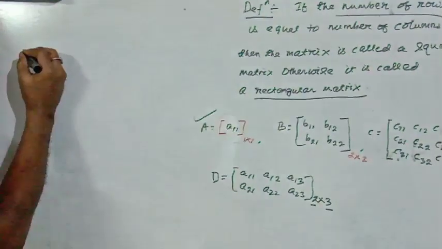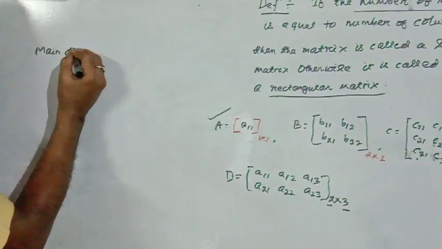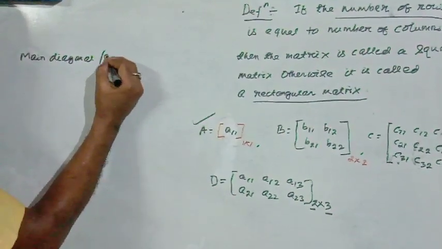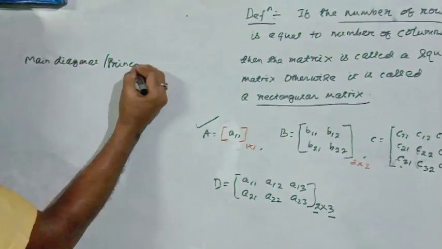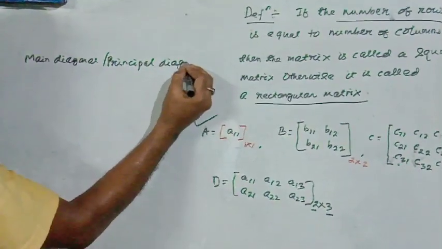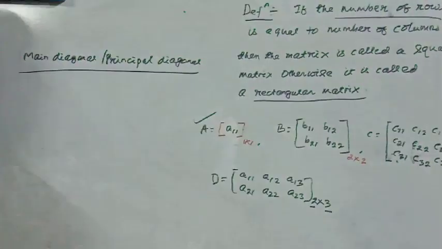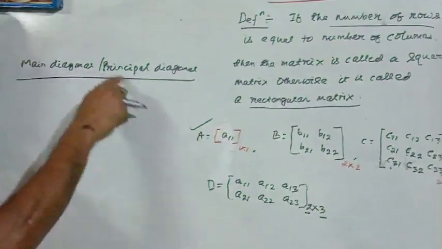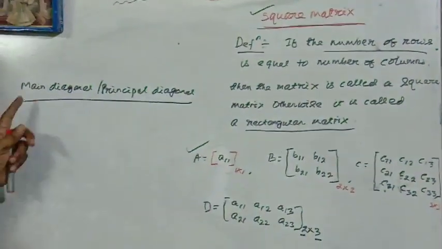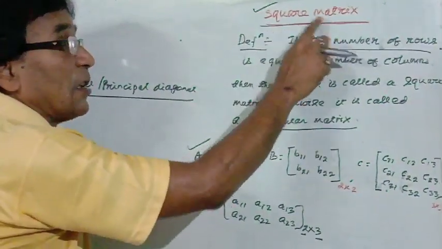So next is, what is main diagonal? Main diagonal, or we can say principal diagonal. So what is called main diagonal or principal diagonal? Remember that main diagonal or principal diagonal of a matrix will exist only in case of a square matrix.